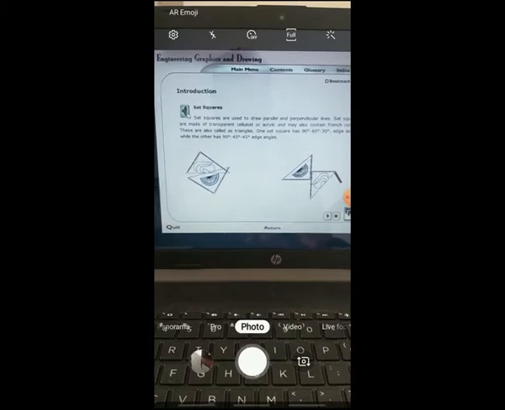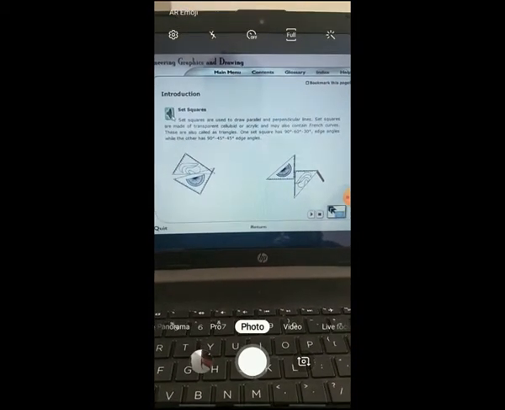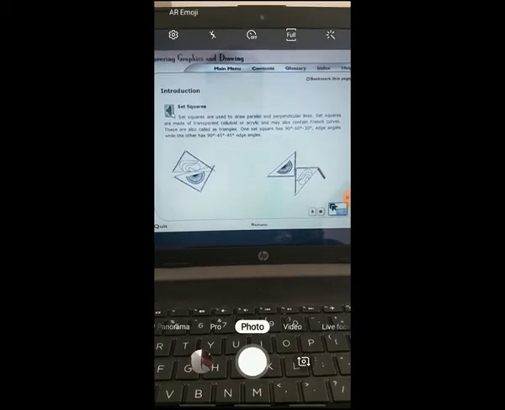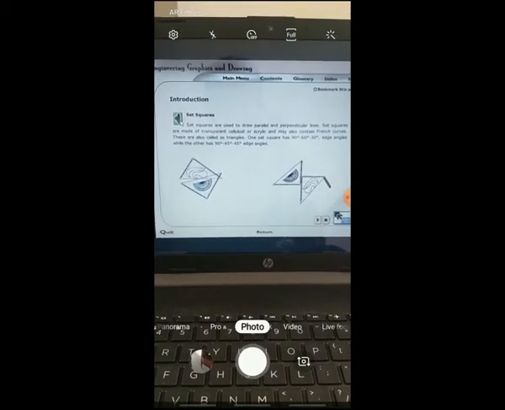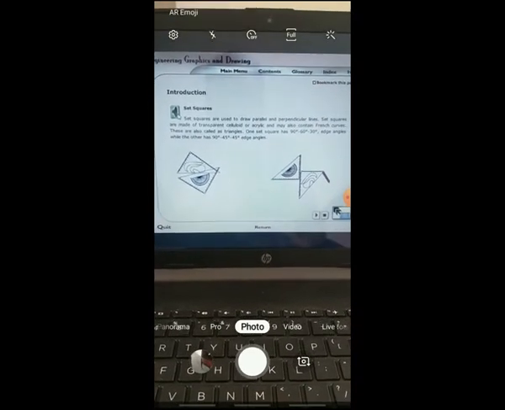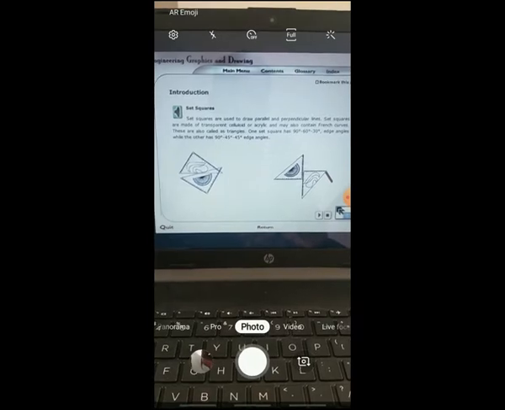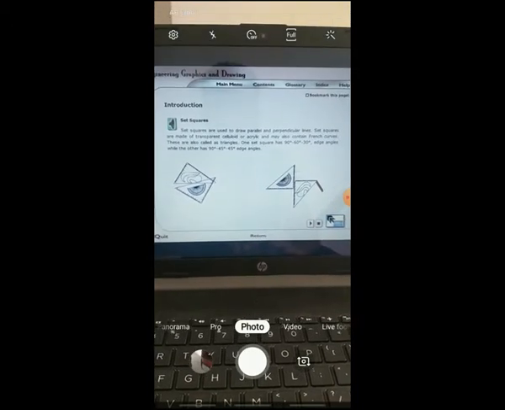Set square. Set squares are used to draw parallel and perpendicular lines. Set squares are made of transparent celluloid or acrylic and may also contain French curves. They are also called triangles. One set square has 90 degree, 60 degree, 30 degree edge angles, while the other has 90 degree, 45 degree, 45 degree edge angles.